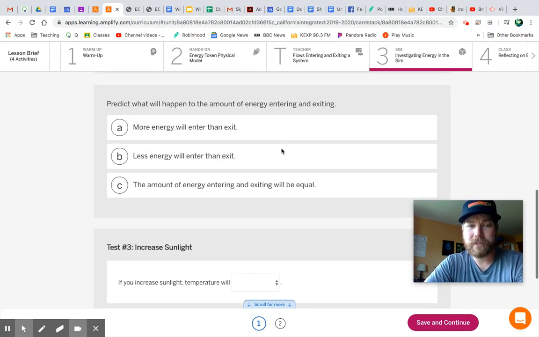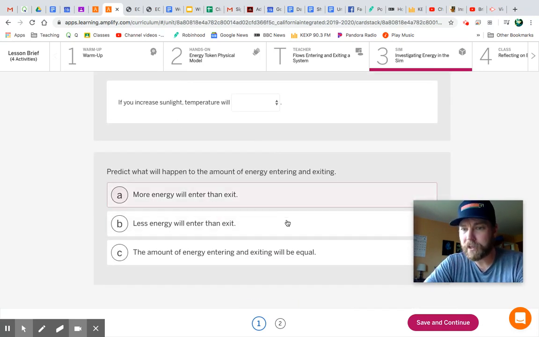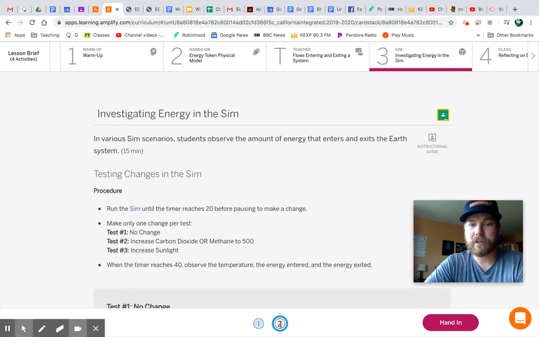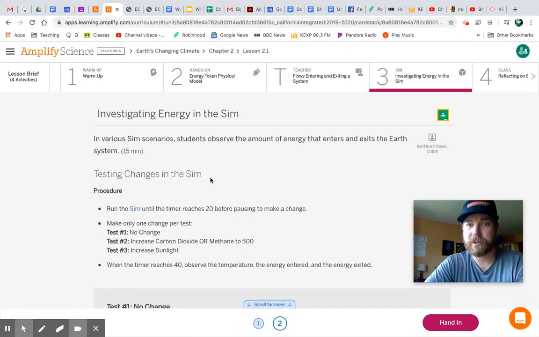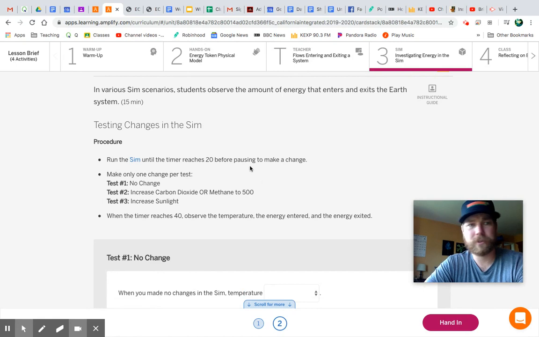We have 3 tests that you're going to be doing. Predict what's going to happen with each of those tests. And then click on the second part of this activity. And it tells you exactly what to do here. Run the sim until the timer reaches 20 before pausing to make a change. Make only 1 change per test.